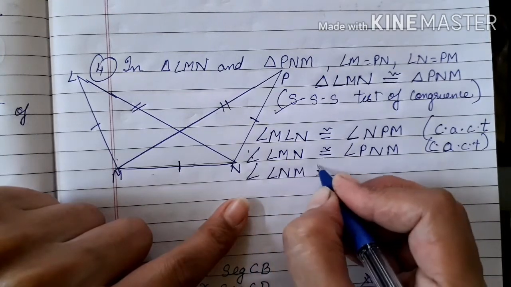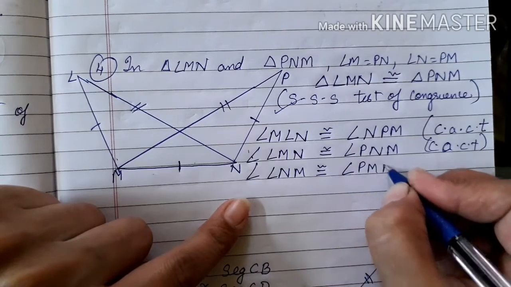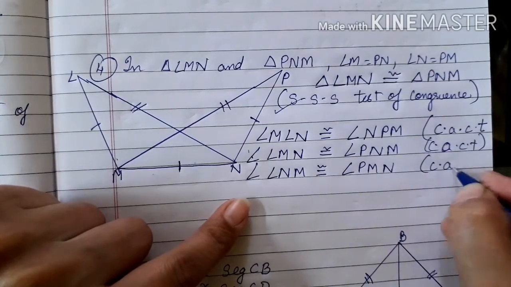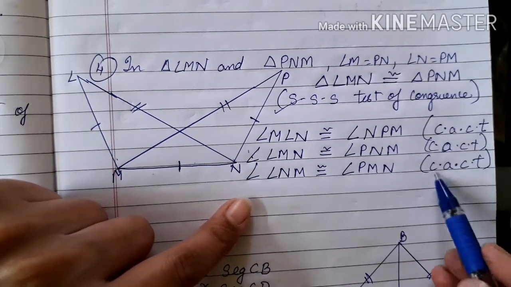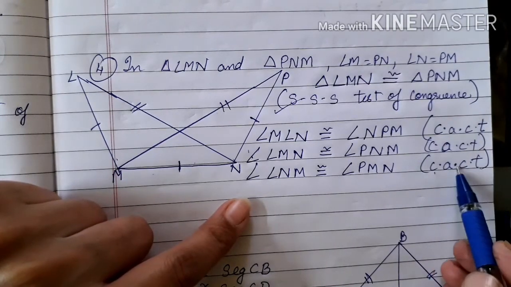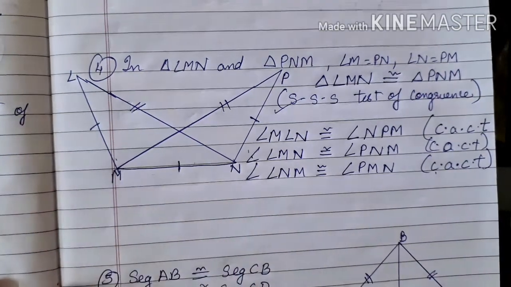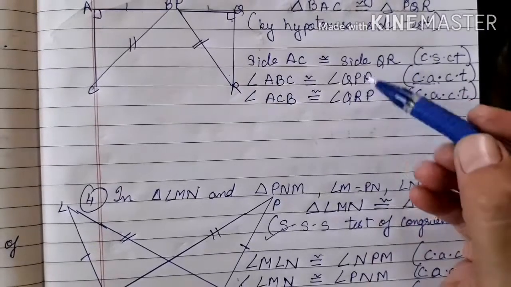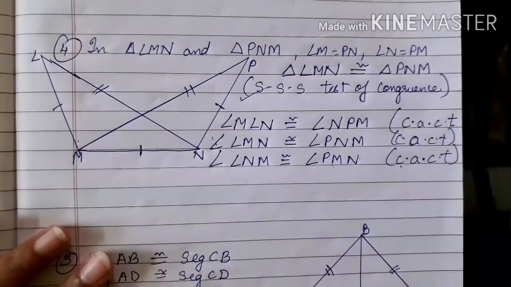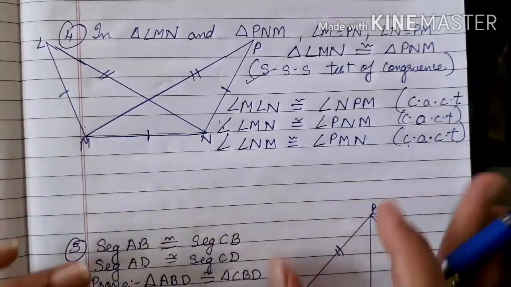Angle LNM is congruent to angle PMN, by which test, what will be the reason? CACT. Corresponding angles of congruent triangles. These are the three reasons that we wrote. Now you will see that for all the questions we are writing three reasons. So three reasons at the most are compulsory. We can write more also, but three is more than enough.